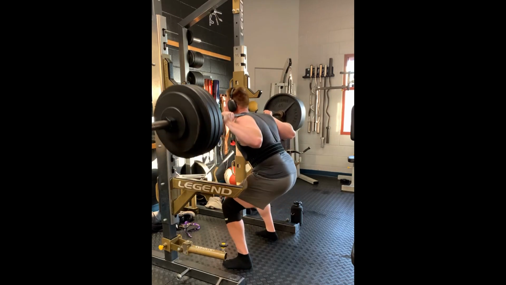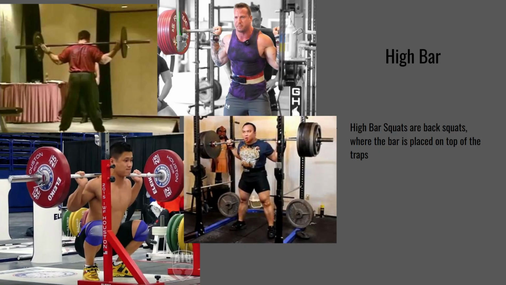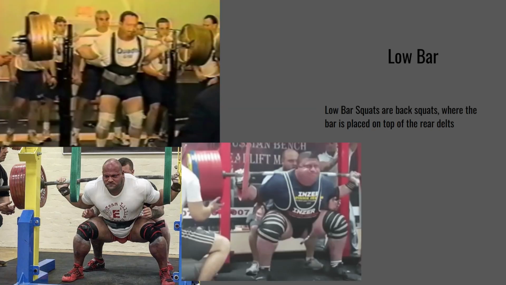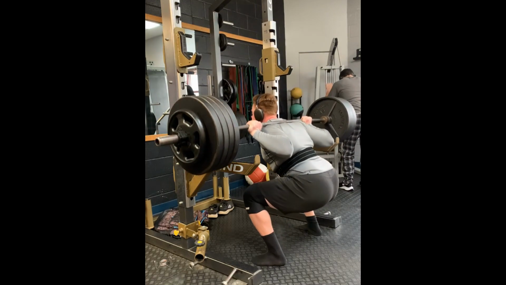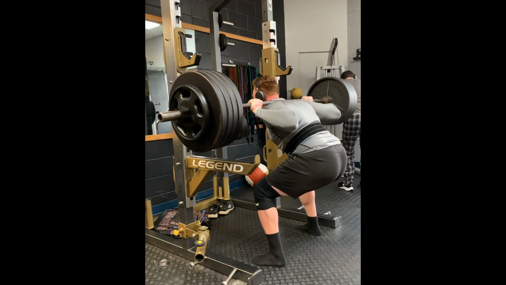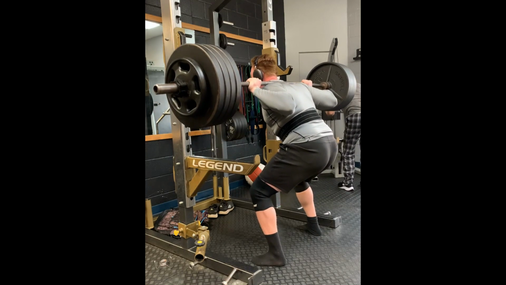So what that means is, for the sake of simplicity today, we're going to say that anything above the start of the rear delt is going to be considered a high bar, and anything either right above or on top of the rear delt is going to be considered a low bar. You guys are going to be able to tell pretty easily by these pictures. If it's on the traps, it's a high bar. If it's on the rear delts, it's a low bar.